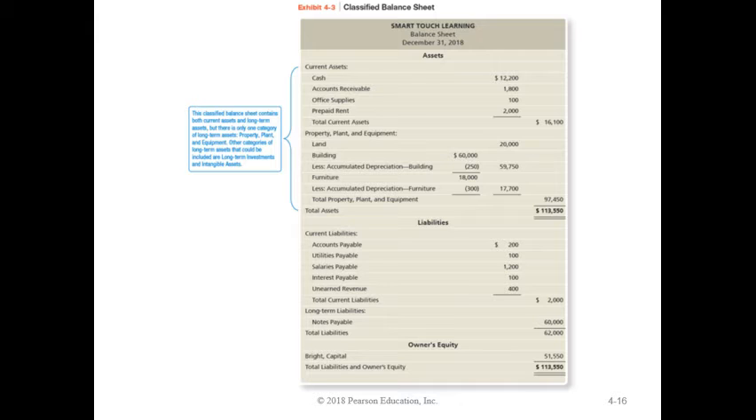Then we move down into the liabilities, and we see that we have our current liabilities and we also have our long-term liabilities. Please note that for each of the sections and each of the subsections, there are totals there. So if we look at the current assets, we have all the current assets listed, and then it also gives us a total current assets. And the same thing happens with property, plant, and equipment, current liabilities, and long-term liabilities as well. And then of course, at the end, we have our capital under our owner's equity.